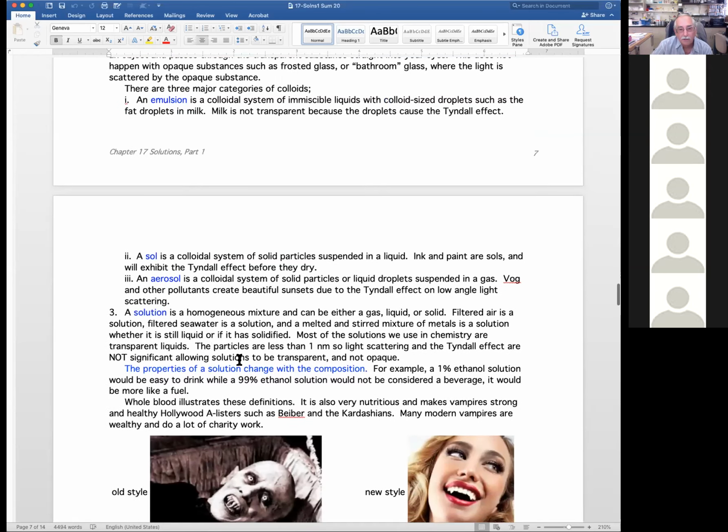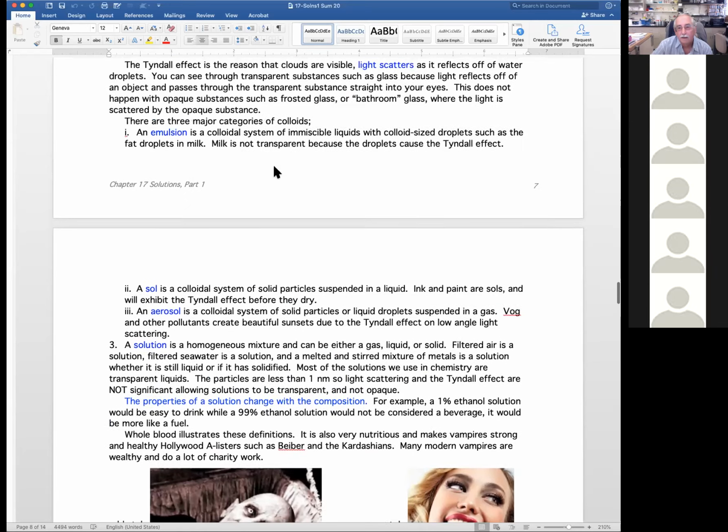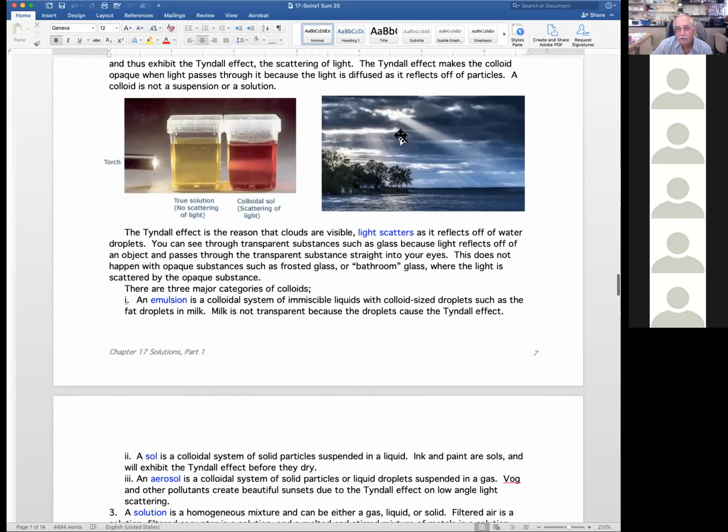A sol is a system of solid particles suspended in a liquid. Ink and paint are sols, at least before they dry. Then an aerosol is a colloidal system of solid or liquid particles suspended in a gas. So smog and other pollutants. What we're looking at right here is also an aerosol, right?